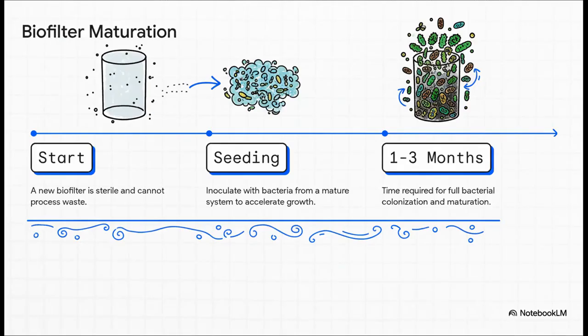A brand new biofilter is basically a blank slate. It's sterile. It can't do this job from day one. It actually takes anywhere from 1 to 3 months for these bacterial colonies to grow large and strong enough to handle the waste load from the fish. You can sometimes speed this up by seeding the filter with bacteria from a mature, established system, but it's a process that takes time and patience.